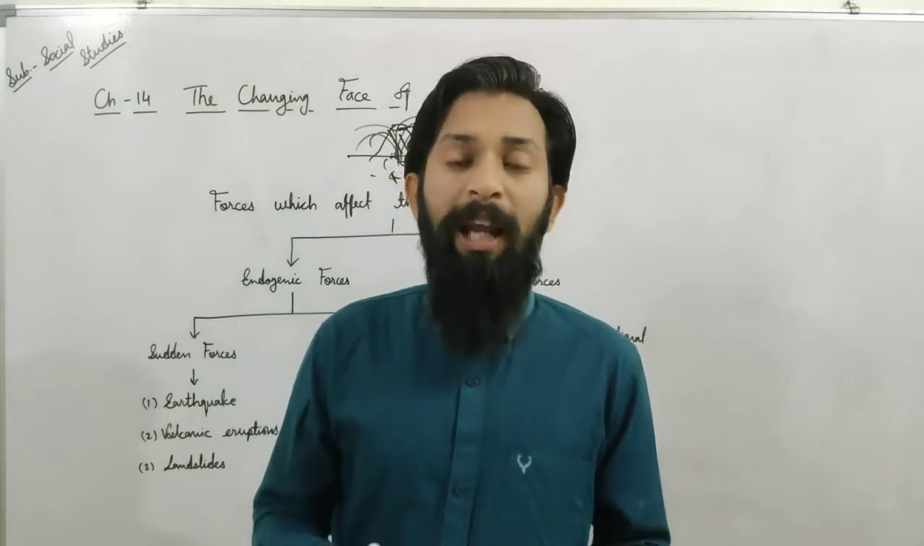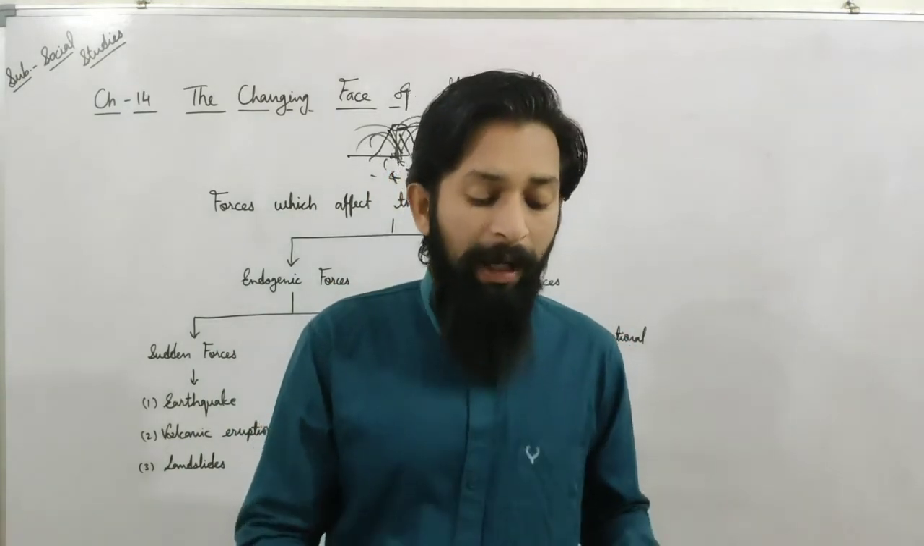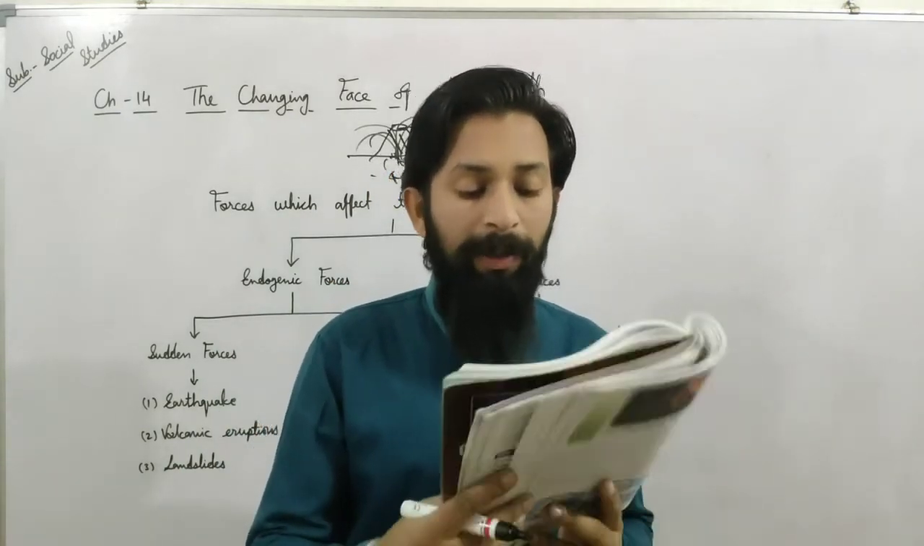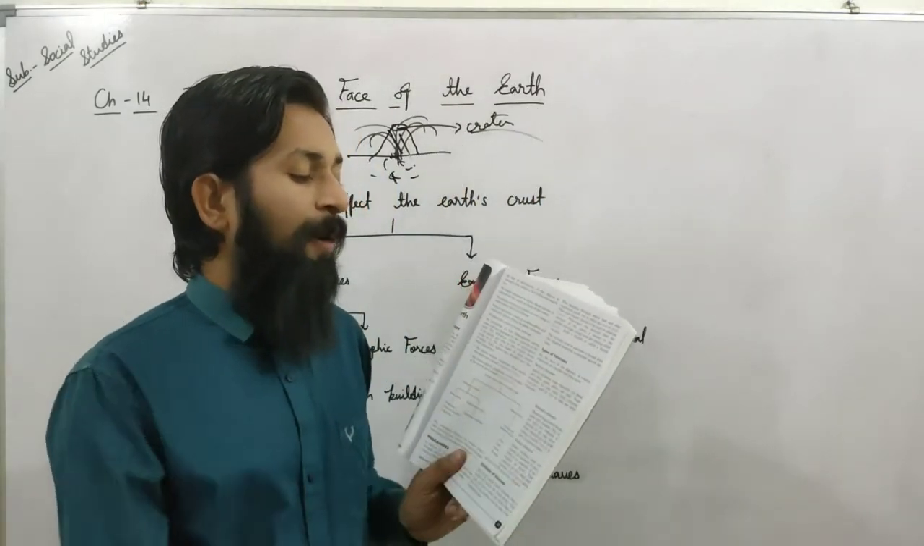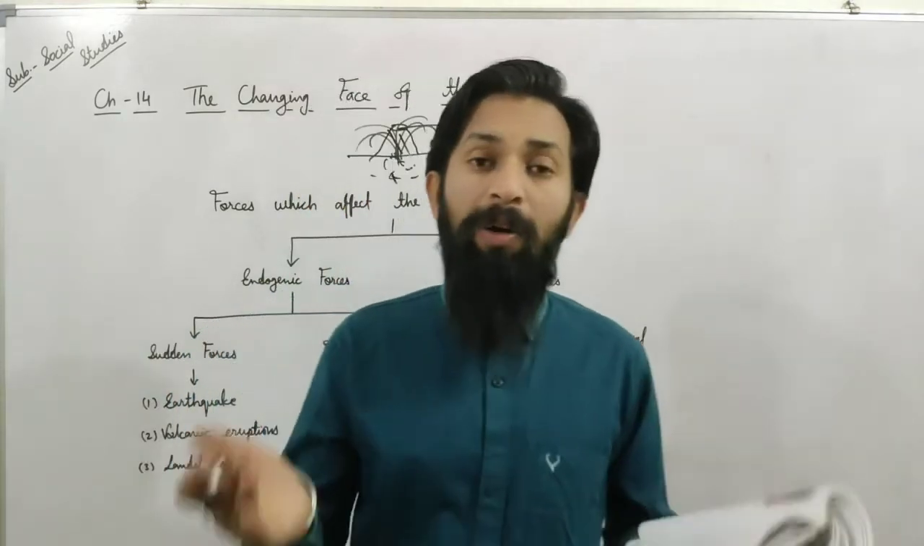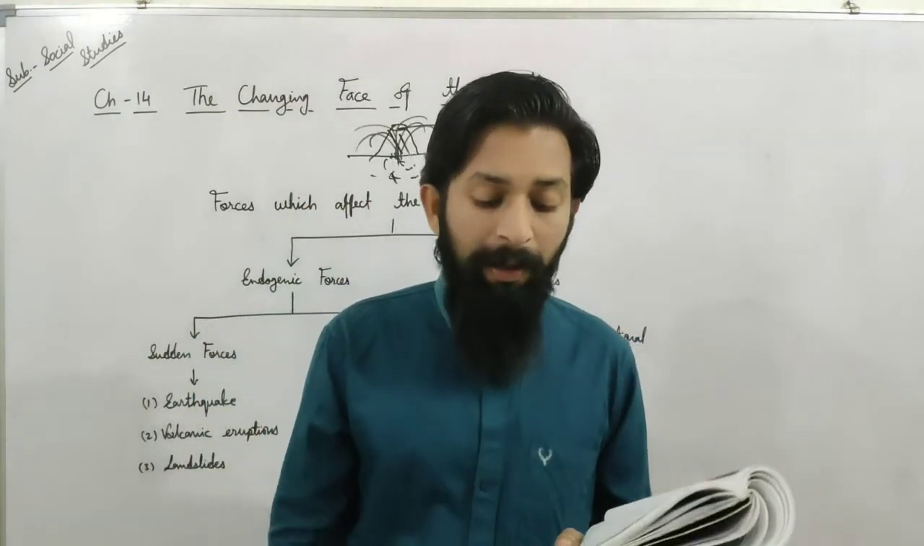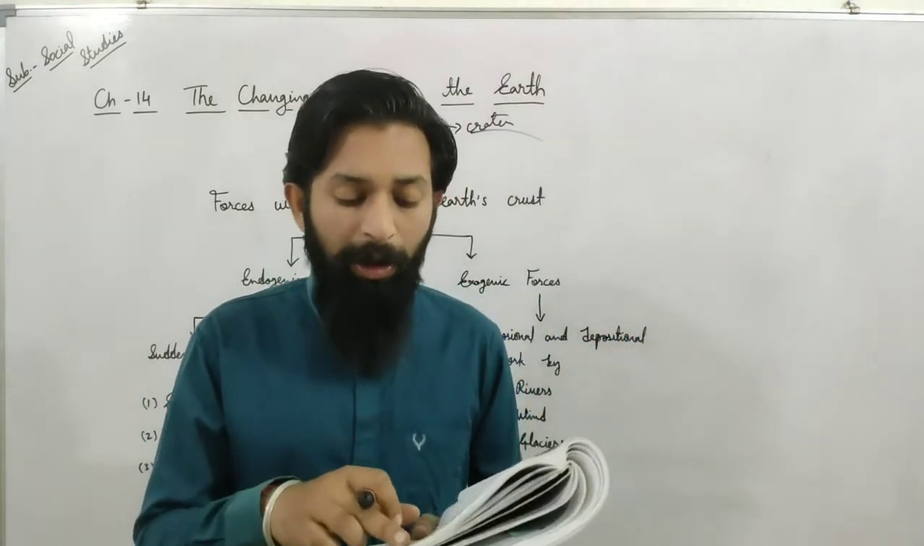Dear students, once again I am going to remind you of the types of volcanoes. It is a very important part of the chapter. The first one is active volcanoes. Active volcanoes erupt frequently and throw out lava, and they can erupt again, like Stromboli and Mount Etna.